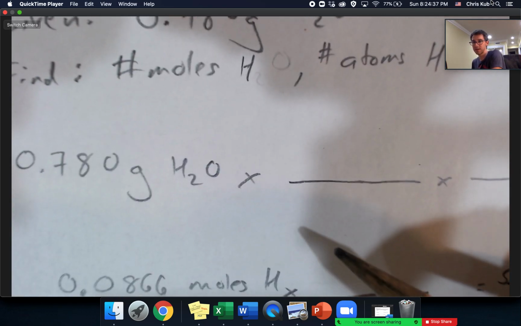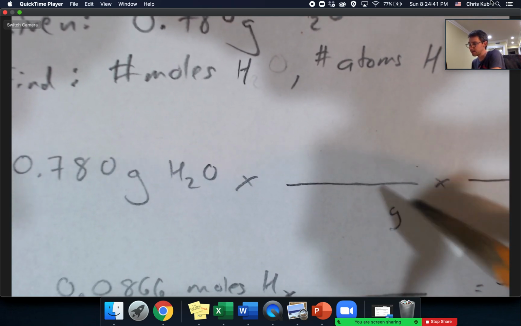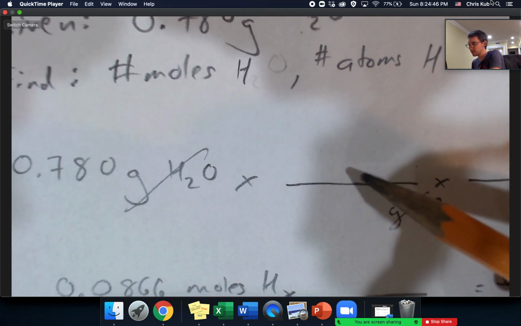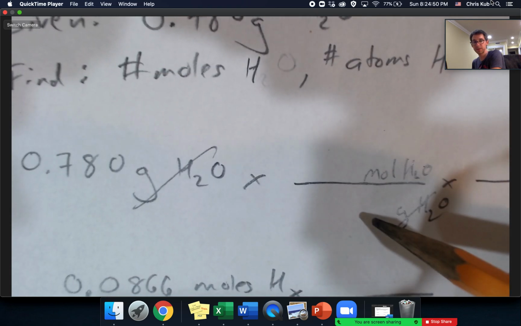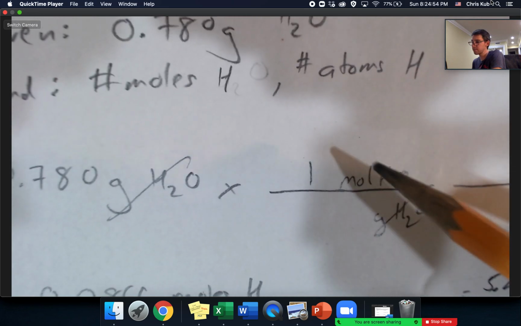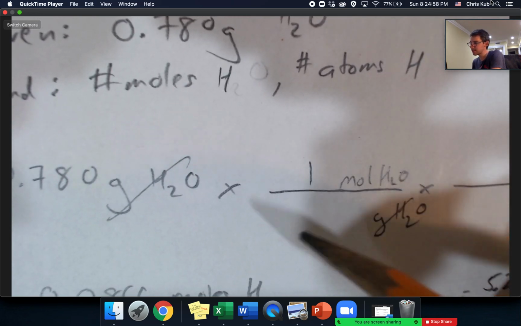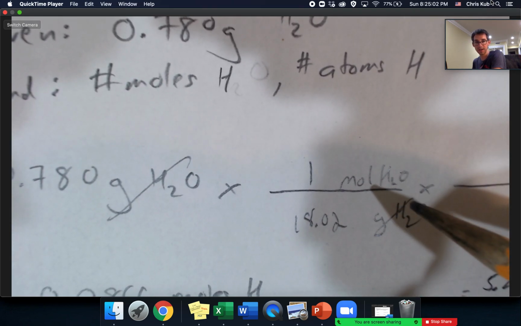So you can convert from grams of water into moles of water by first getting rid of that grams of water. You can cancel that out and convert into moles of water if you know the number of grams of water per mole of water. And you'll find this on the mole map. For every 1 mole of a substance, there's the molar mass of that substance. There are 18.02 grams of water per mole of water.